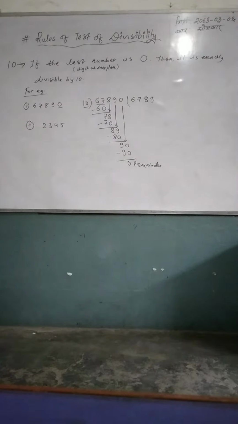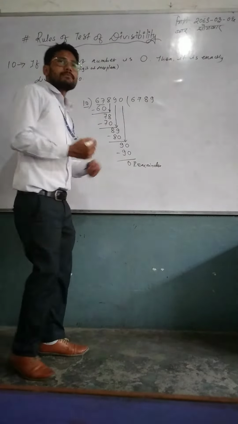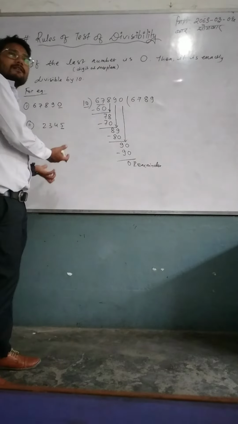This one, 2345, is the number. Now can you see the last number? How much is the last number? 5. According to the rules of 10, what should be there at last? 0. That means by looking at this number, can you see whether it will be exactly divisible by 10 or not? No, sir. Let us check by the division process.